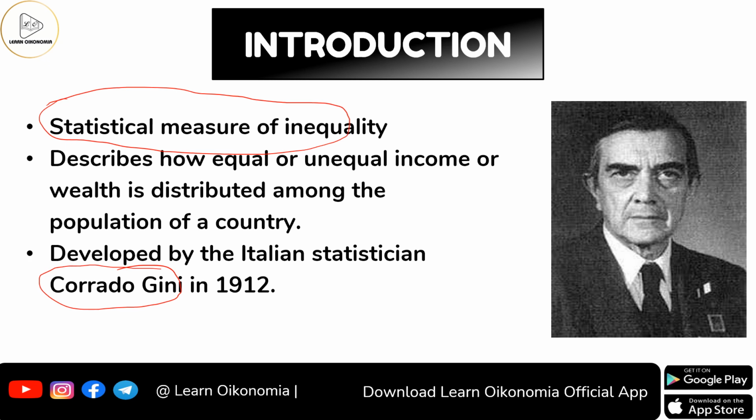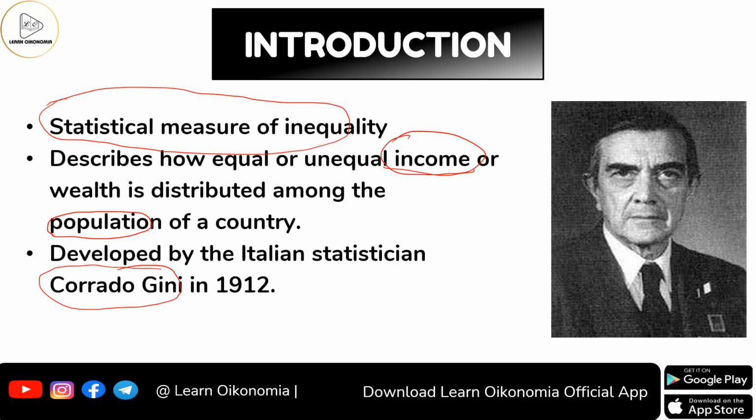And how does it measure inequality? Moving to that, we can see that a Gini coefficient describes the way in which equal or unequal income or wealth is distributed among the population. So it connects two aspects, income and population. It looks at the way in which income distribution and population distribution are related in a nation.